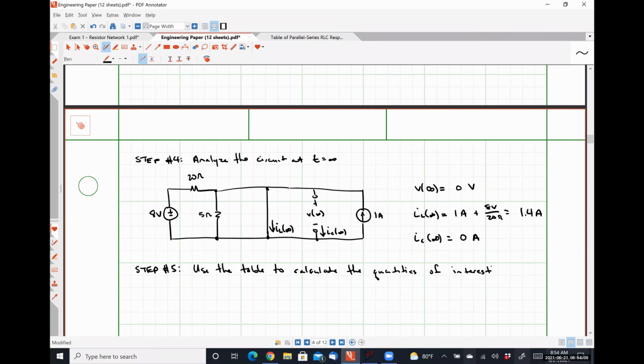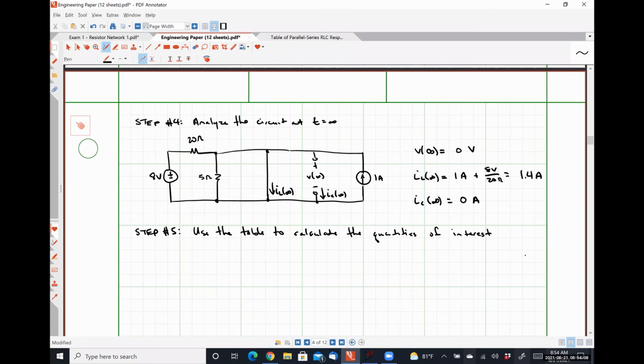All right. So because our system is underdamped, I can use my table to say that the inductor current, IL of t, will be of the form B1 cosine omega dt plus B2 sine omega dt, multiplied by e to the minus alpha t, plus IL at infinity.